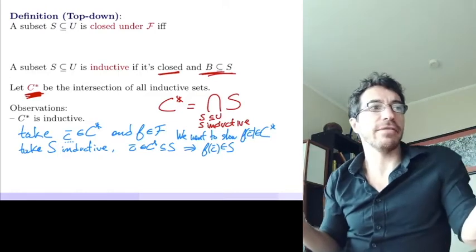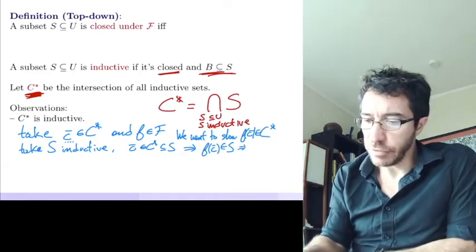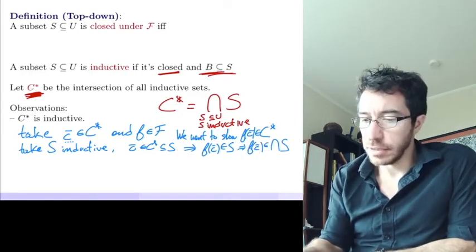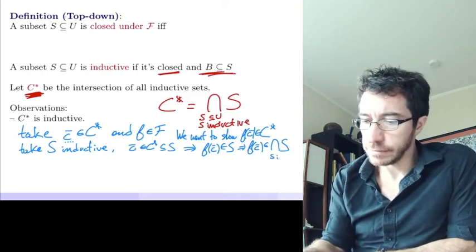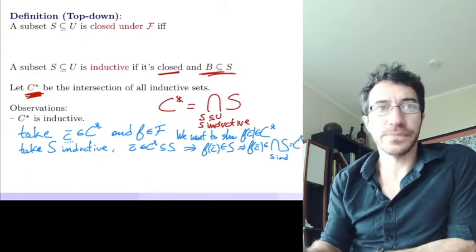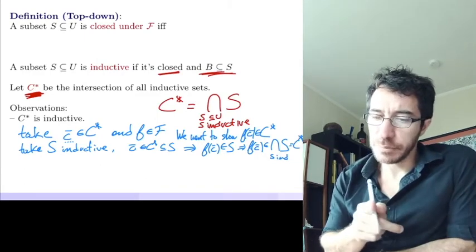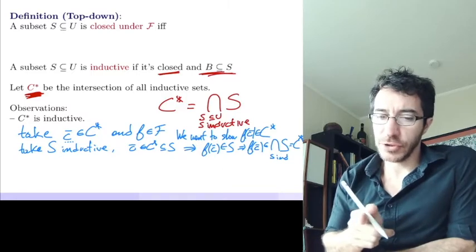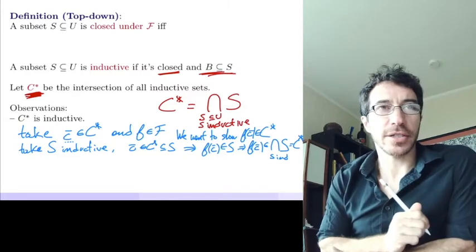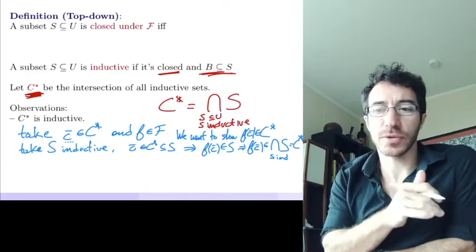But then this is for every S. This is for every inductive S, right? So that means that f of C bar belongs to the intersection of all the S's that are inductive, which is exactly C star. Yeah, so pause that, go through it slowly and see if you can understand all the steps of why the intersection of all the closed sets is closed.